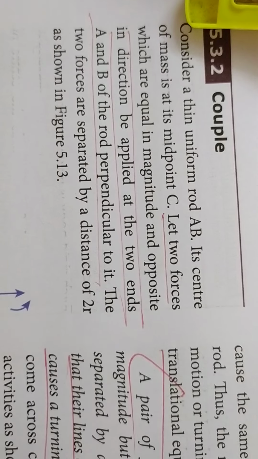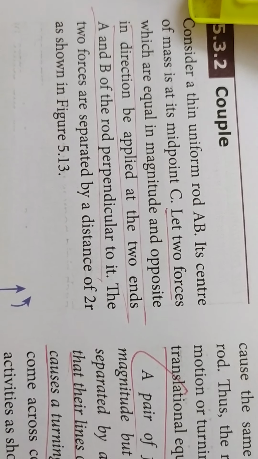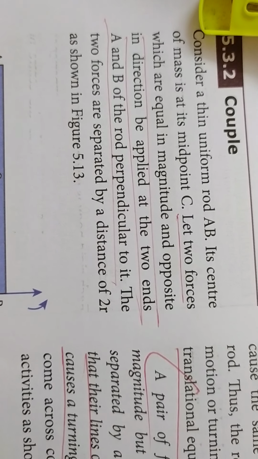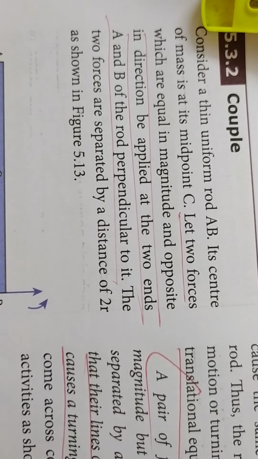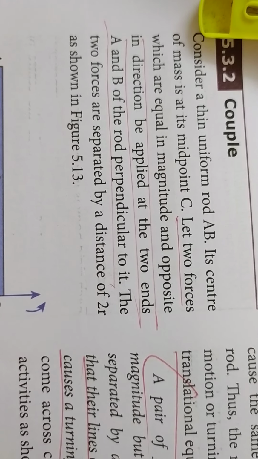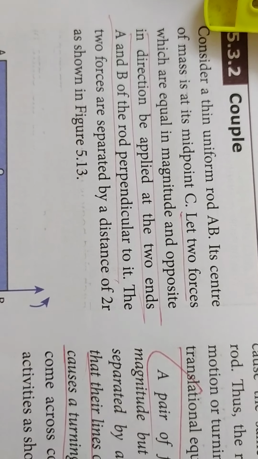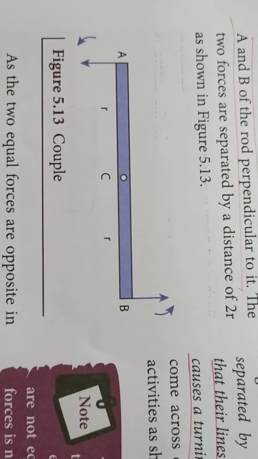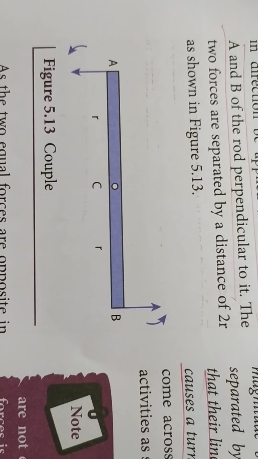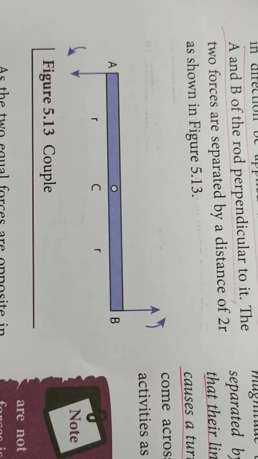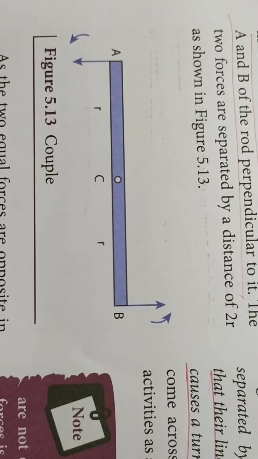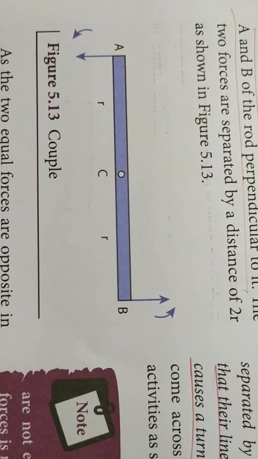Next we are going to see about couple. Couple means 2. So if there are 2 forces acting which are equal in magnitude but opposite in direction, and the 2 forces have no same line of action. When you see this diagram, you can understand. Here C is the point where it is pivoted, and A and B are the 2 edges of the rod, and A is given a downward force, and B is given an upward force.